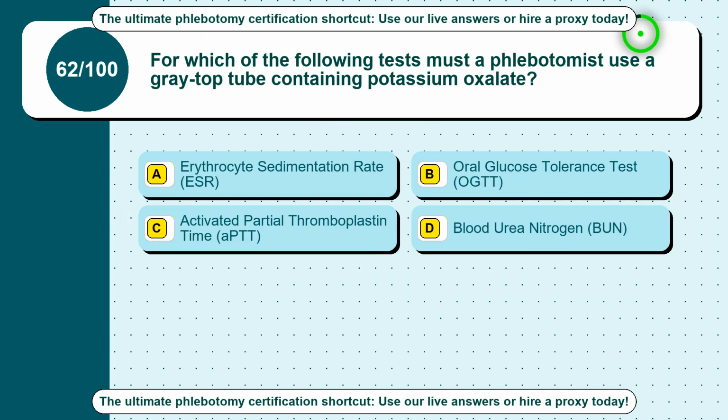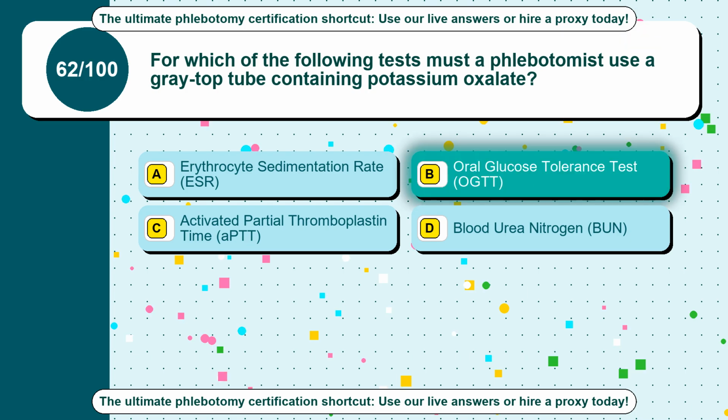Question 62. For which of the following tests must a phlebotomist use a gray top tube containing potassium oxalate? Option A, erythrocyte sedimentation rate, ESR. Option B, oral glucose tolerance test, OGTT. Option C, activated partial thromboplastin time, APTT. Option D, blood urea nitrogen, BUN. The correct answer is option B, oral glucose tolerance test, OGTT.